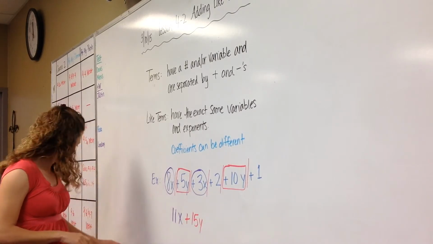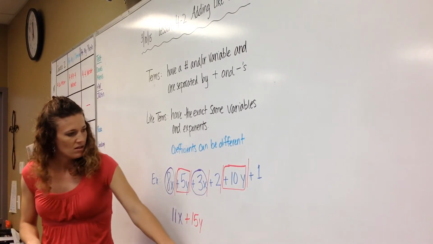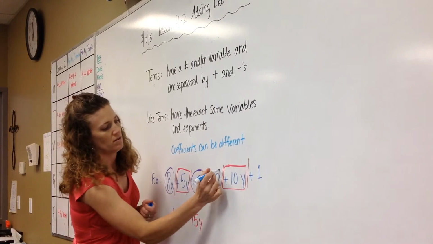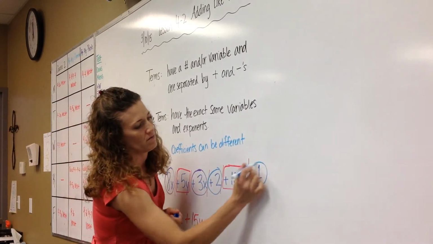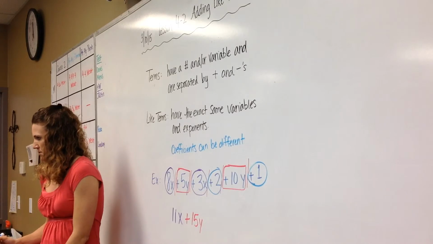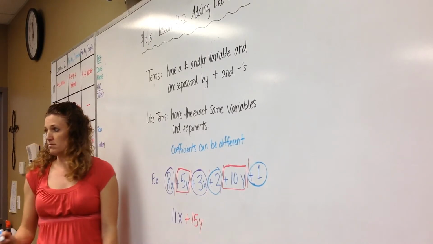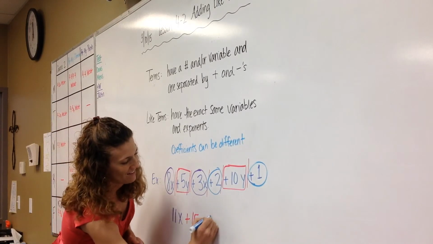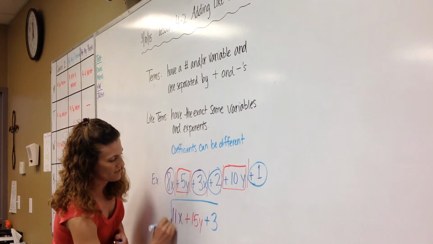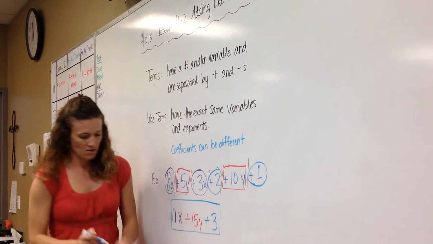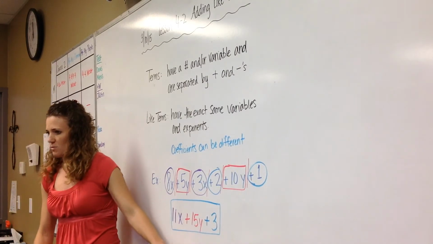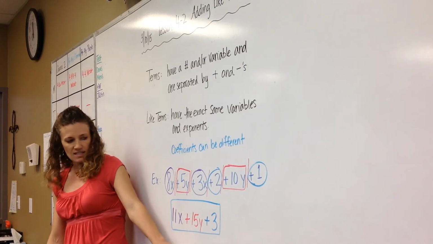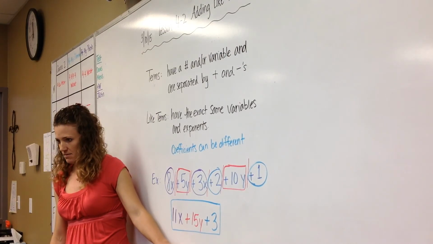Okay, and all of our constants go together. So that means our 2 and our 1, and what is 2 plus 1? 3. Good. Okay, this is your simplified expression. Okay, there's no equal sign, so we can't solve. This is as simplified as it gets. Okay?